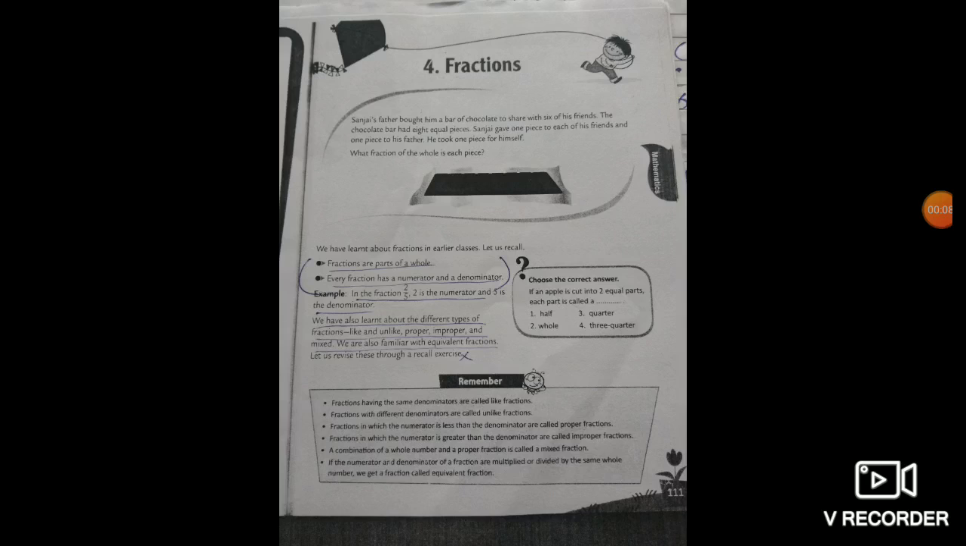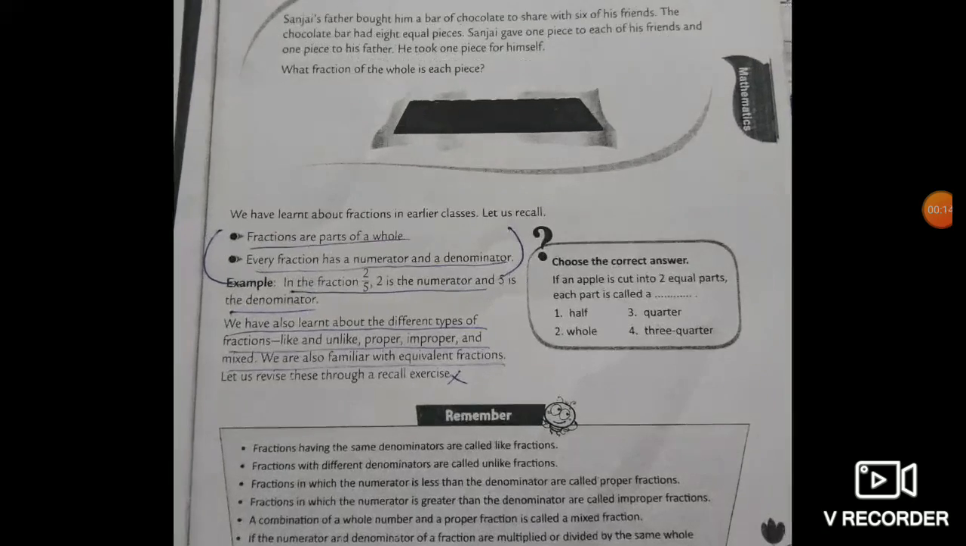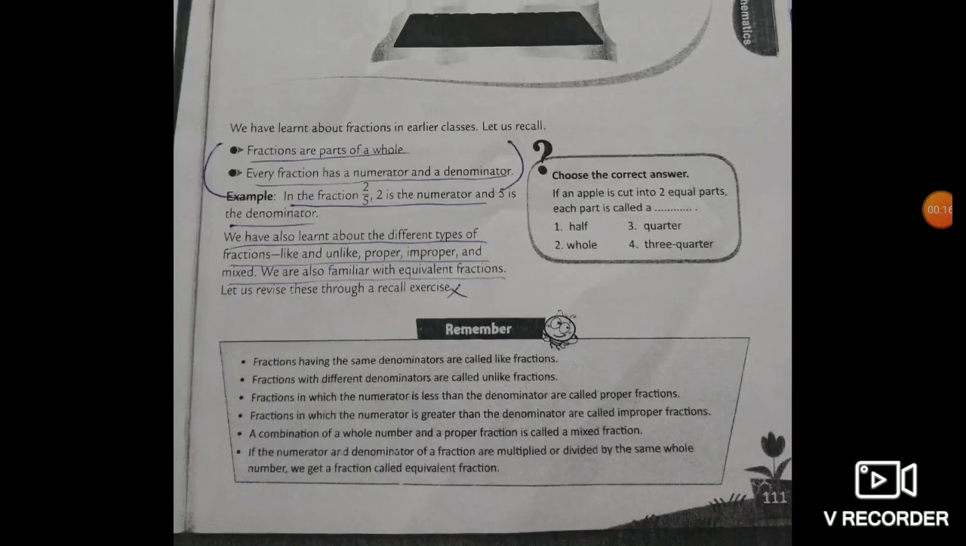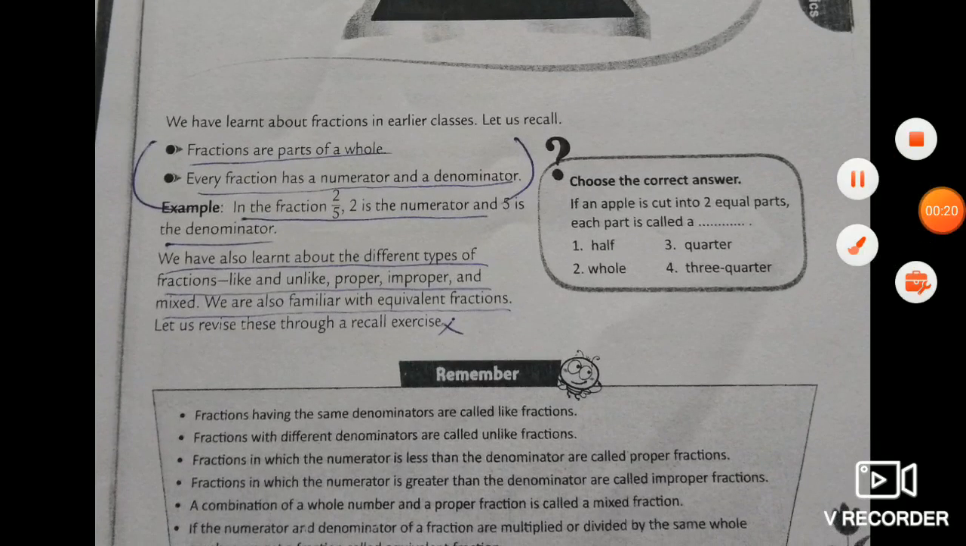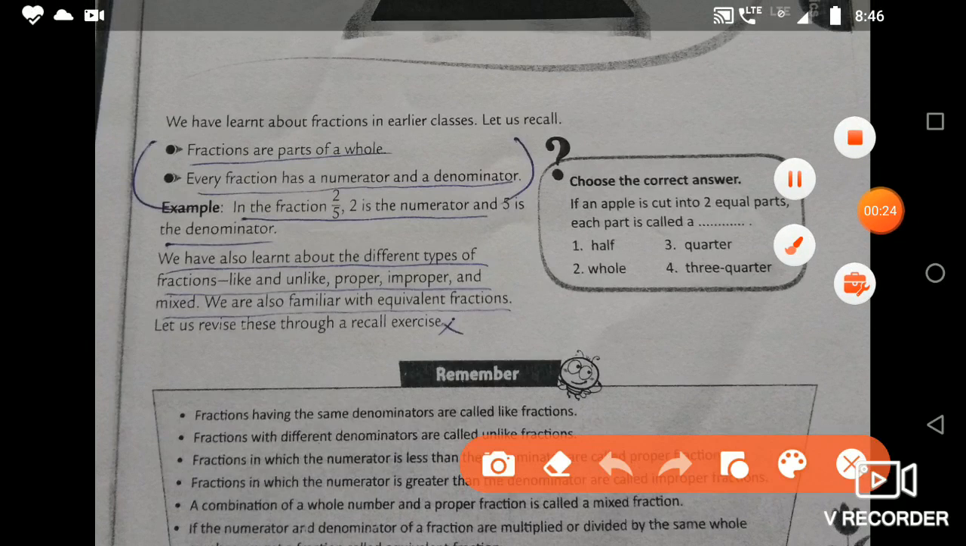Today I'm going to explain to you about fractions from chapter number 4. Very first we will learn some points about fractions. Here you can see two points and the definition of fraction with some examples. First point is that fractions are parts of a whole number.